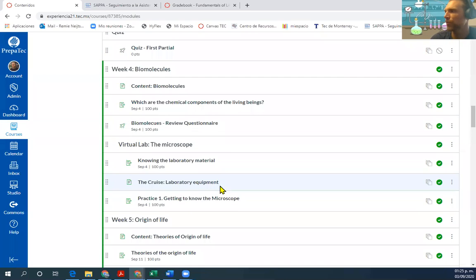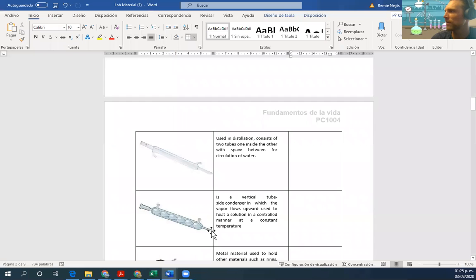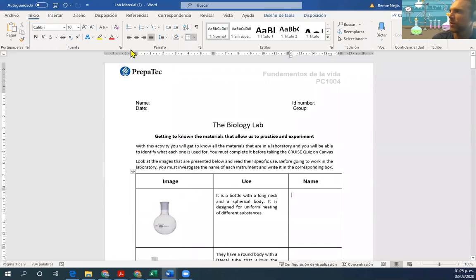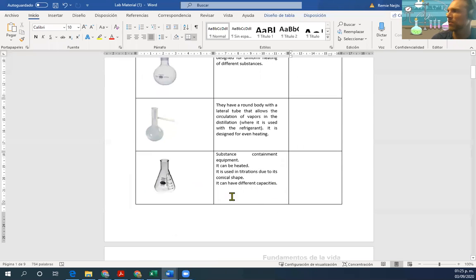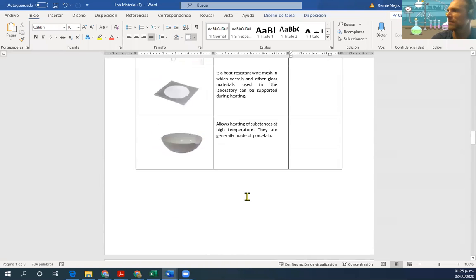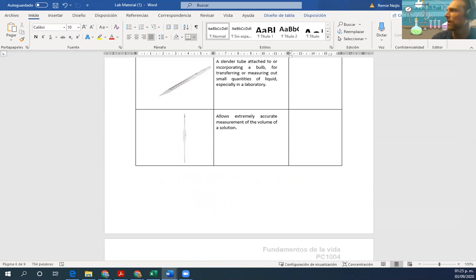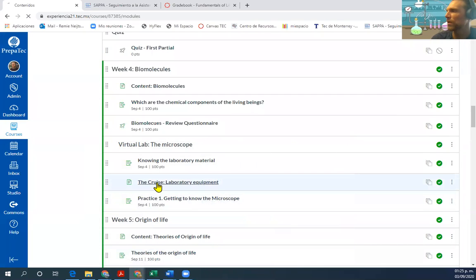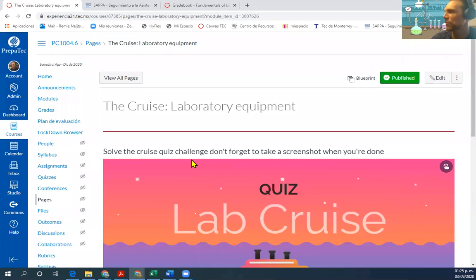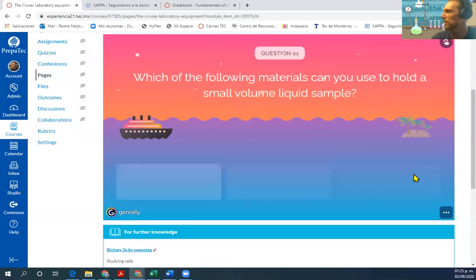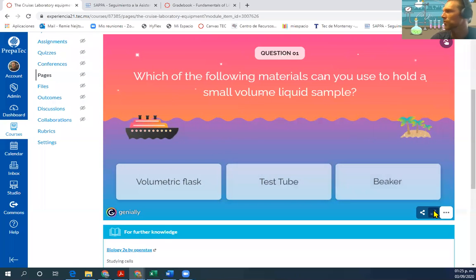We have it here, the cruise, the laboratory equipment, and then we will start doing together this knowing the laboratory material, all of us. So the thing that you have to do, I have it right here. It's very simple. Don't forget your name, date, and basically you just have to write the name of each thing. But it will be very, very easy because we're going to see most of them now in this cruise thing. So we're going to do a little practice and then we can start doing this activity. It's a light lesson today. It will be easy. So let's do this together.